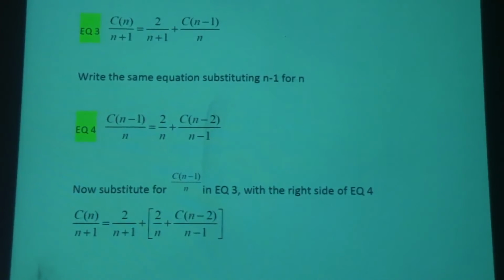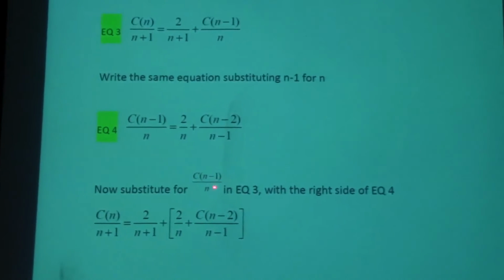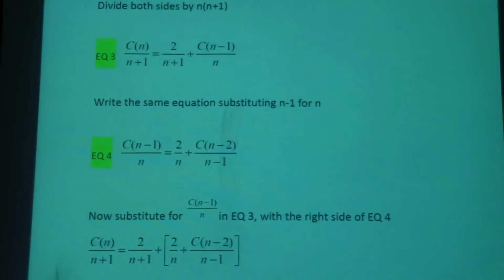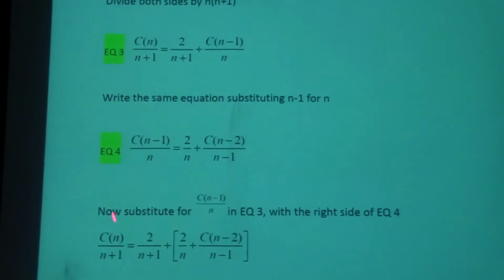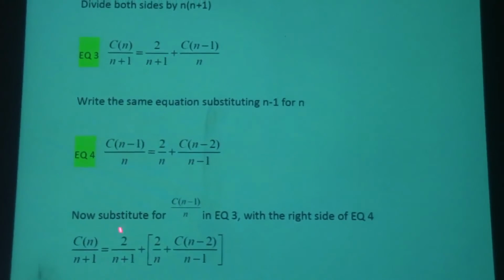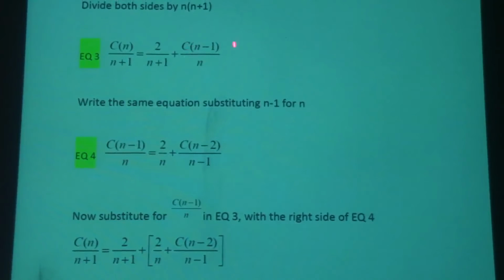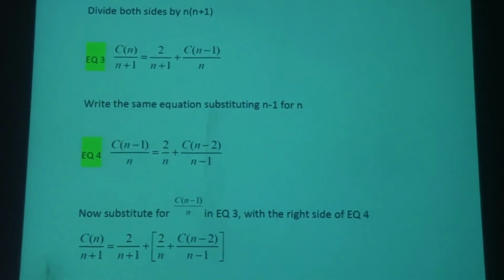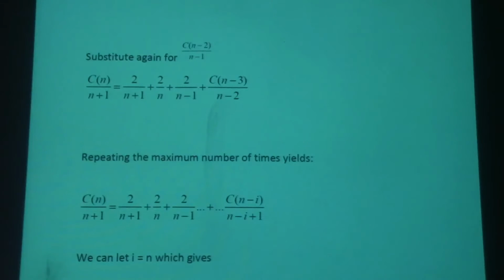Now we're going to substitute c of n minus 1 over n in equation 3 with the right side of equation 4. So this equation is still the same, and this part of the right side is still the same. But now c of n minus 1 can be substituted by this part right here, which is the value of the right side of equation 4. So that's what we have here. You can see it's going to be c of n over n plus 1, 2 of this plus 2 of this. And we'll substitute again.